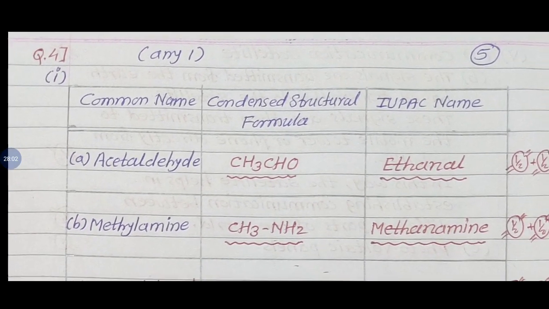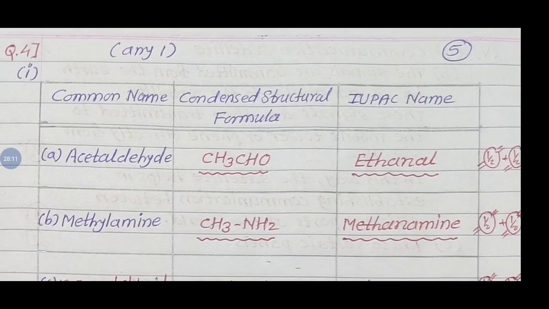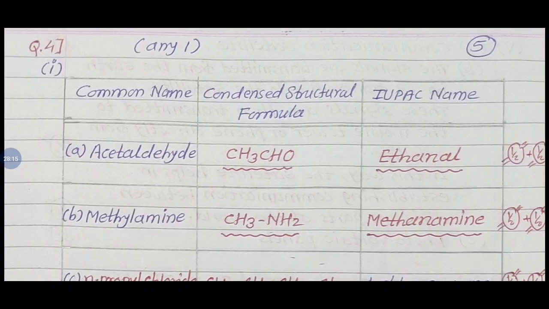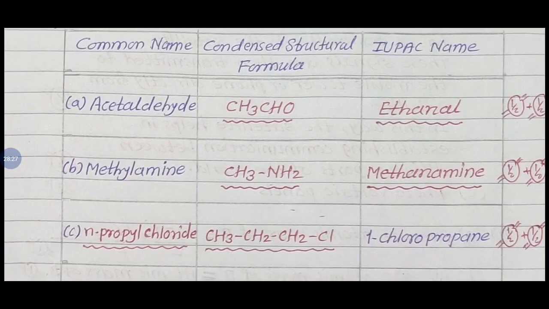Write any one for 5 marks. Acetaldehyde, first one. Its condensed structural formula is CH3CHO and its IUPAC name is ethanal. So you get half mark. See, the mark scheme is also given on the right side in the circles. Second, methylamine is a common name. Its condensed structural formula is CH3NH2 and its IUPAC name is methanamine.